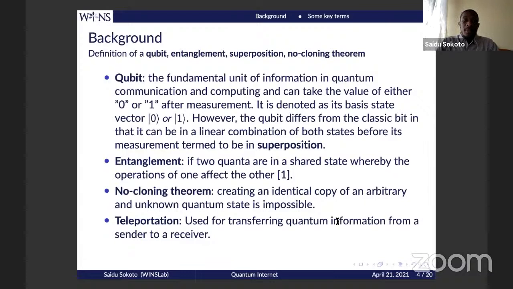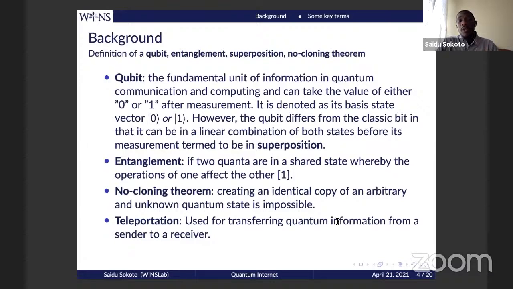We also have entanglement. This is a situation where two particles share a state whereby any operation that occurs on one particle affects the other particle and vice versa. We also have the no cloning theorem. This theorem basically states that creating an identical copy of an arbitrary unknown quantum state is impossible. Copying is impossible, basically.